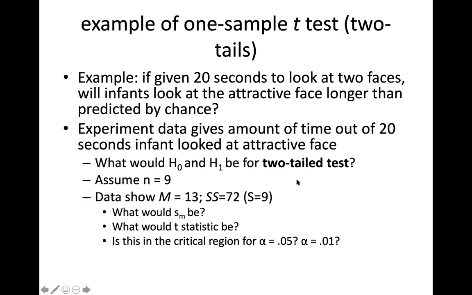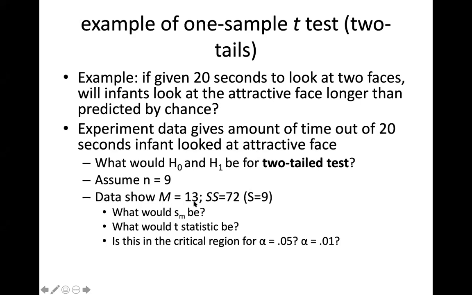And so now we'll actually do some calculations here. I've shown you the null hypothesis. I've shown you the alternative hypothesis. We're going to assume that the sample size is 9. By the way, if our sample size is 9, what will our degrees of freedom be? 8, because 9 minus 1 equals 8. Thank you.